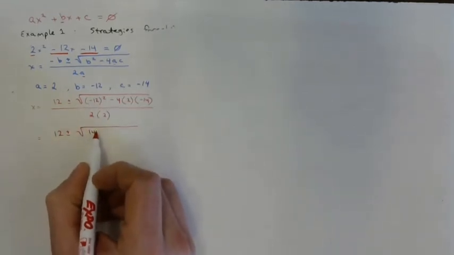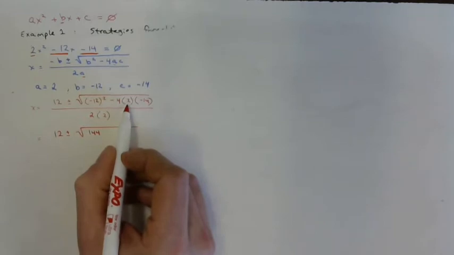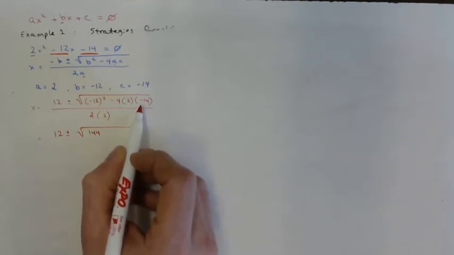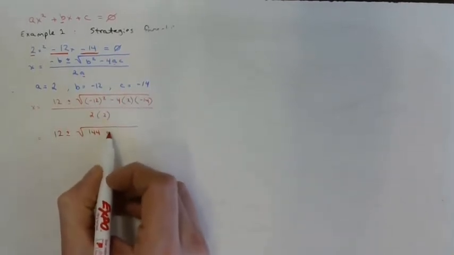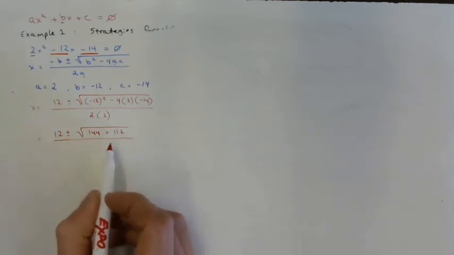So you have 144. And here we have 4 times 2, which is 8, times 14. 8 times 10 is 80. 8 times 4 is 32. 80 plus 32 is 112. And 2 negative factors means I'm adding. Yes, that's actually smart. And it's over 4.